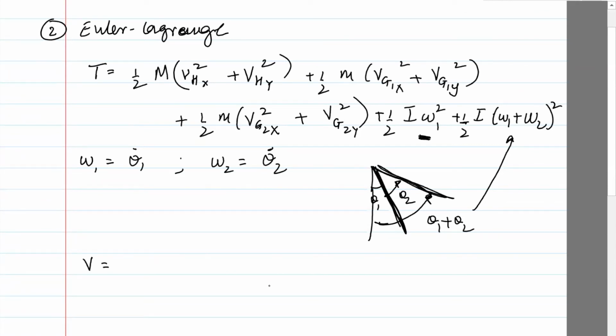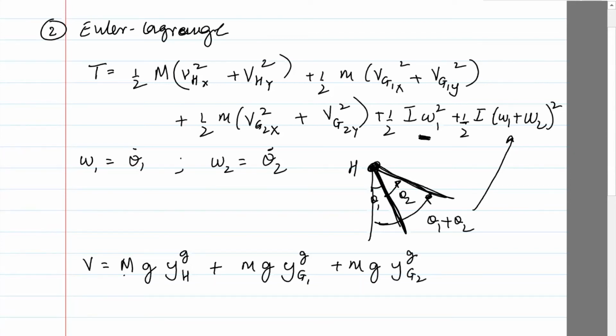And that potential energy actually has to be with respect to the ground frame, or G, it cannot be with respect to the ramp frame. So the potential energy is simply the mass times gravity times the y position of h, because this M is associated with h, in ground frame, plus small m g yg1 in ground frame plus m g yg2 in the ground frame.